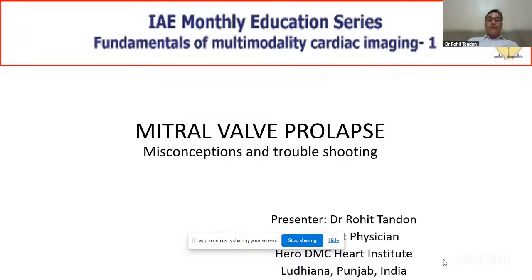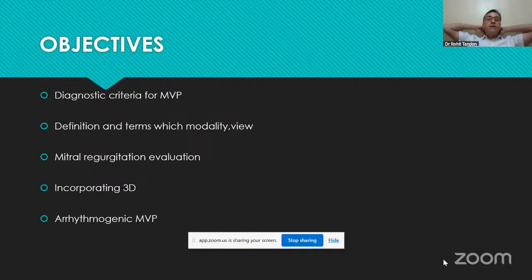Perfect. So, mitral valve prolapse. The objectives of my presentation today are the diagnostic criteria for mitral valve prolapse, the definition and terms associated with mitral valve prolapse, which modality is better and which view is to be taken, preferably echo. The whole presentation is mainly focused on echocardiography. Mitral regurgitation evaluation, that's another challenge in the presence of mitral valve prolapse, and incorporating new technologies like 3D echocardiography and the concept of arrhythmogenic mitral valve prolapse.